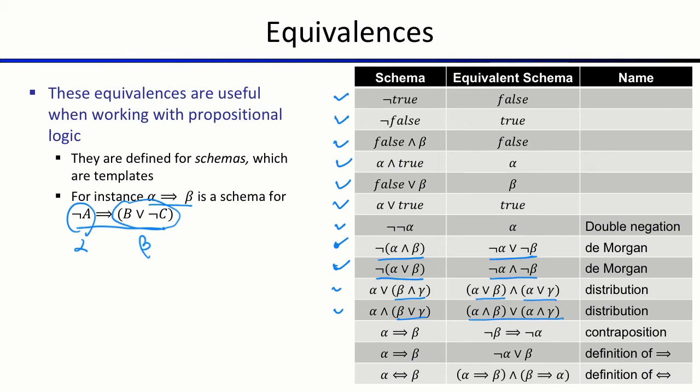Okay, we have also what we call the contraposition. So alpha implying beta is equivalent to not beta implying not alpha. And we haven't used this before, I guess, in some previous slides. And we have the definition of implication and equivalence. So if alpha implies beta, it is equivalent to not alpha or beta. And alpha being equivalent to beta is equivalent to alpha implying beta and beta implying alpha.